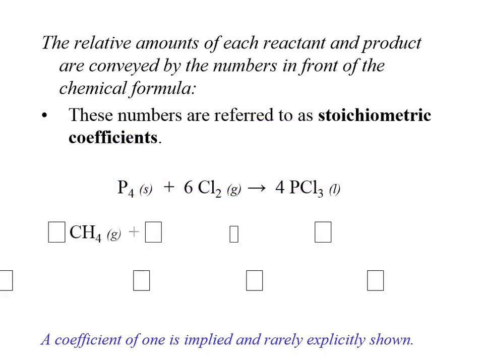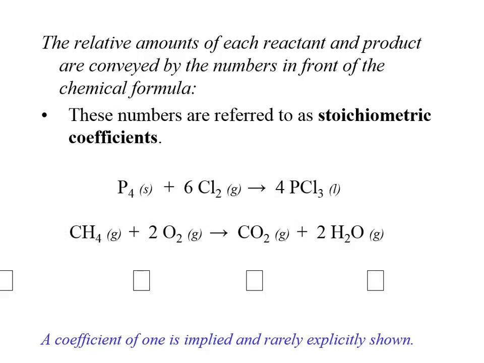Okay. Here's the unbalanced equation. This is just the combustion of methane. Of course, CH4 and O2 are the reactants. The products are CO2 and H2O. If we go with coefficients of 1, 2, 1, and 2 across the board, it's balanced.